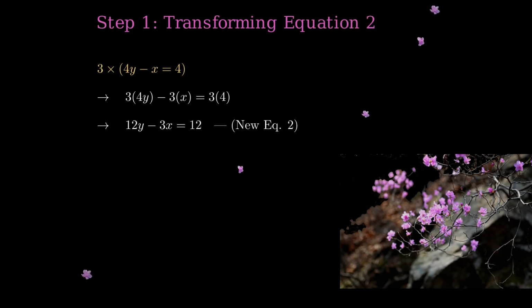3 times the quantity 4y minus x equals 3 times 4. This gives us a new equivalent equation, 12y minus 3x equals 12.